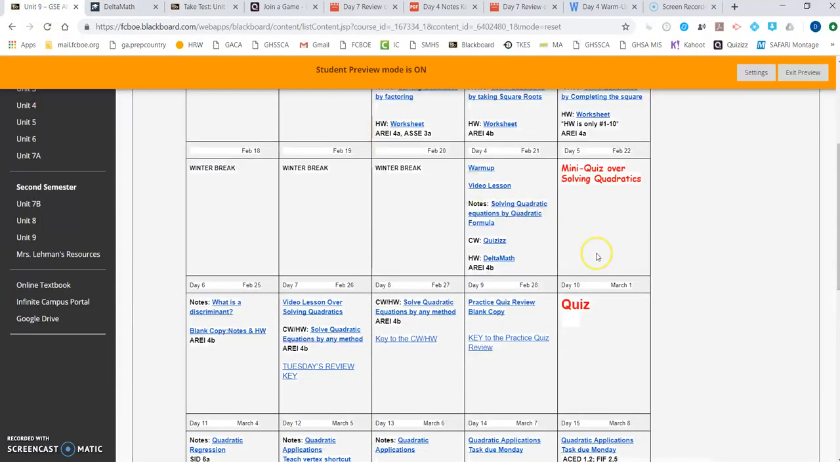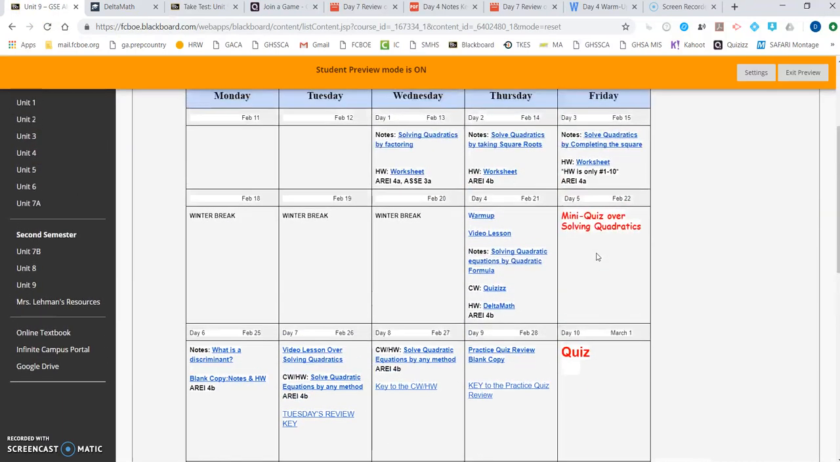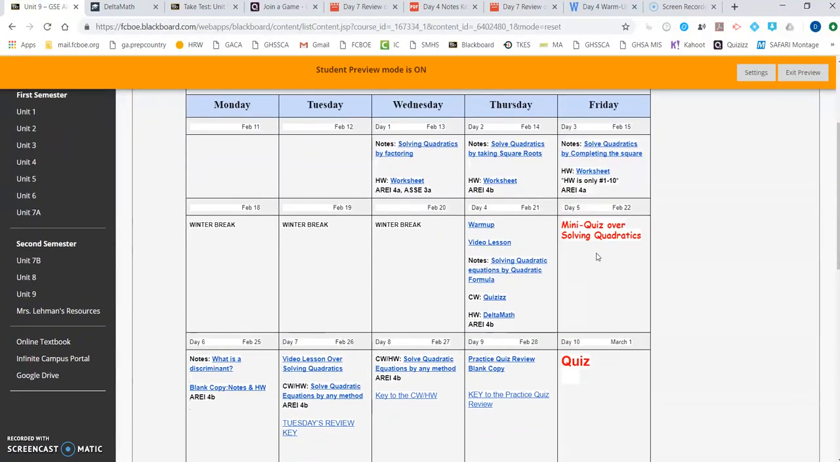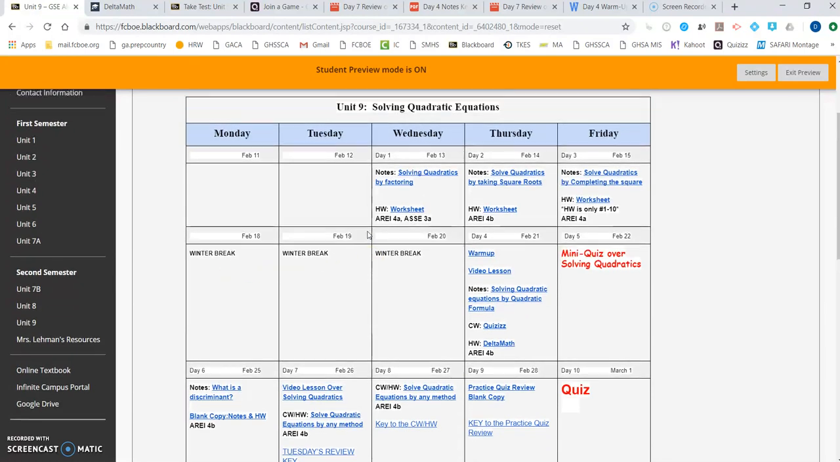But this is how I set up my classroom. This calendar has every day set up perfectly so that if my students miss that day, all the links are there on that page. But yes, that is my final project. That is it.